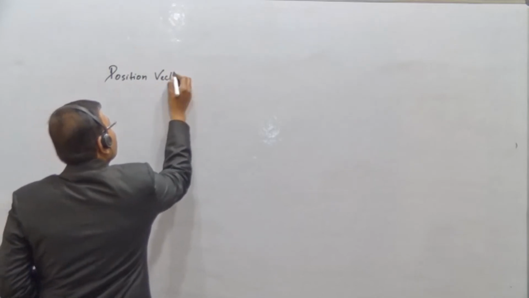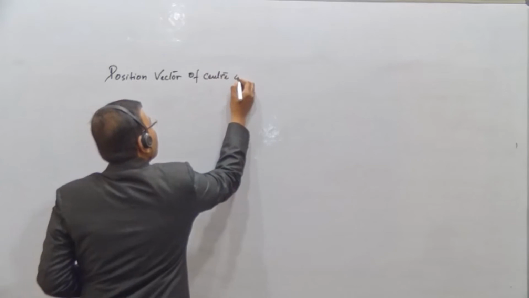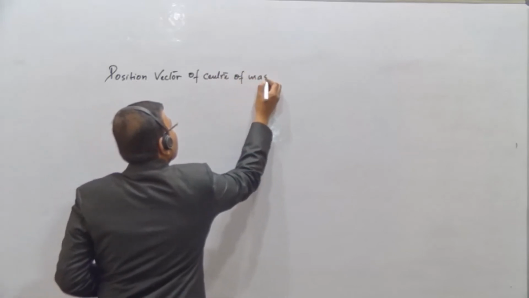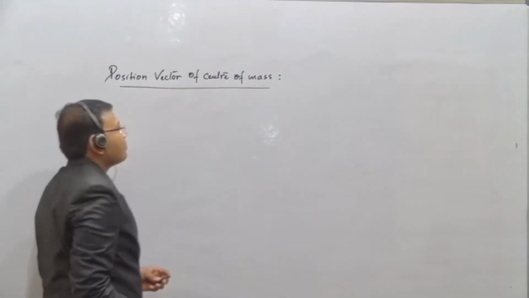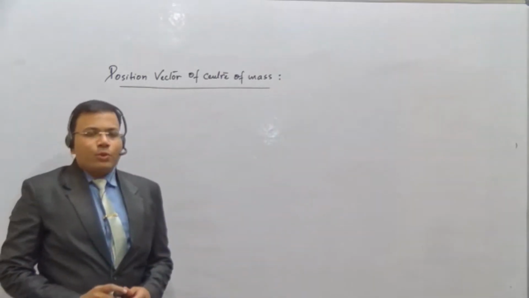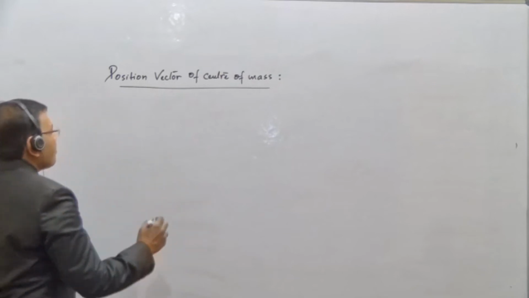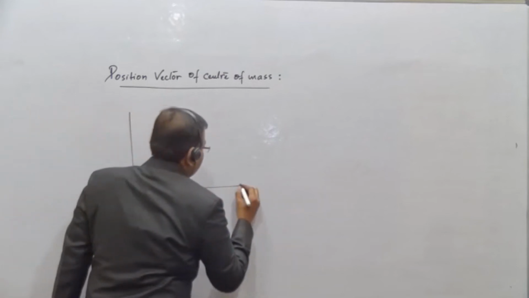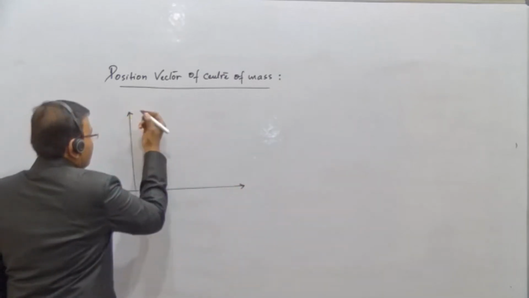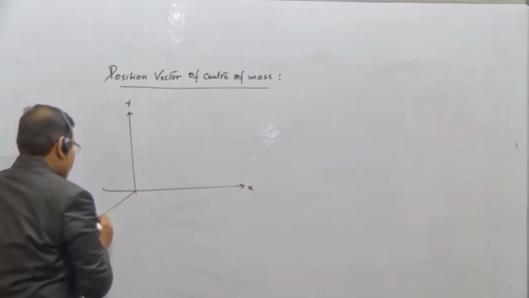Position vector of center of mass. The new concept, position vector of center of mass. So for this, let us take an example here. What I consider, this is the x axis, this is the y axis, and of course you can consider the z axis also.